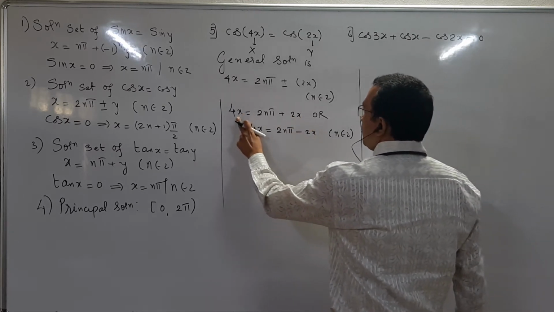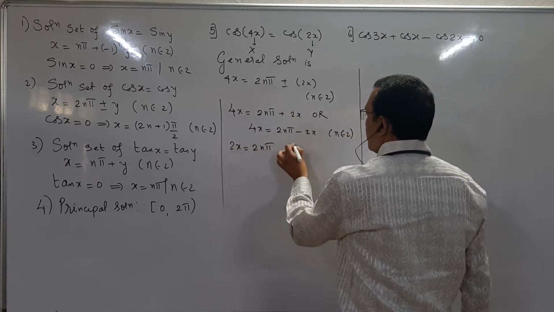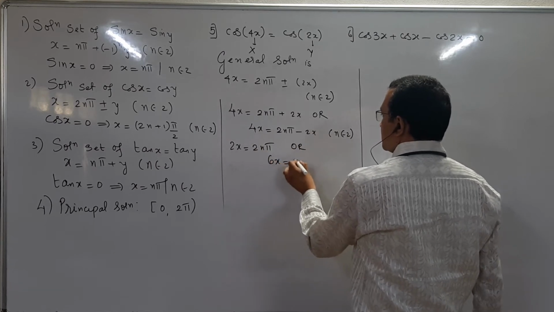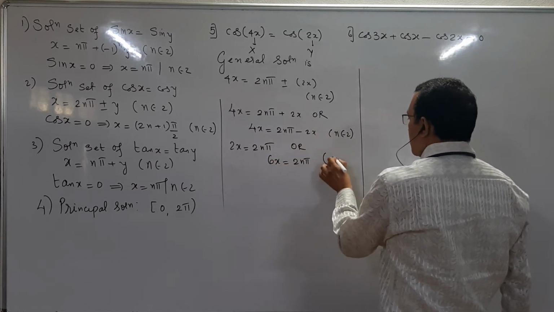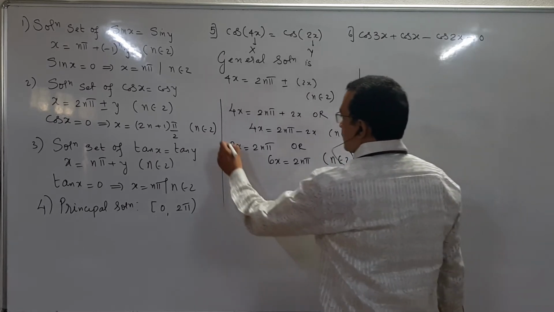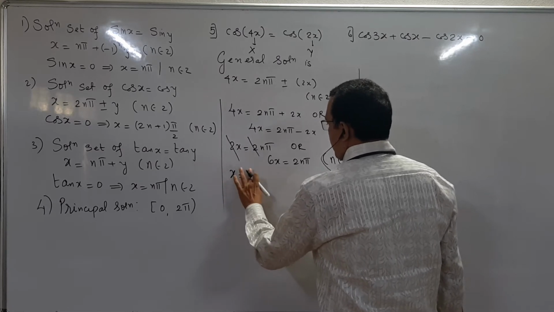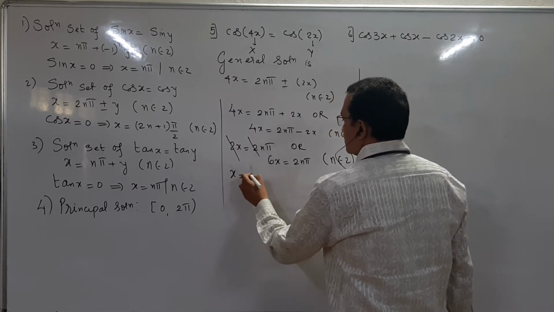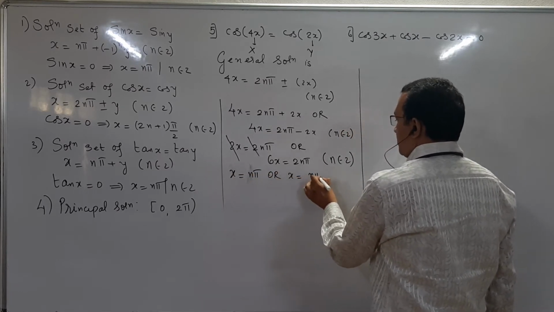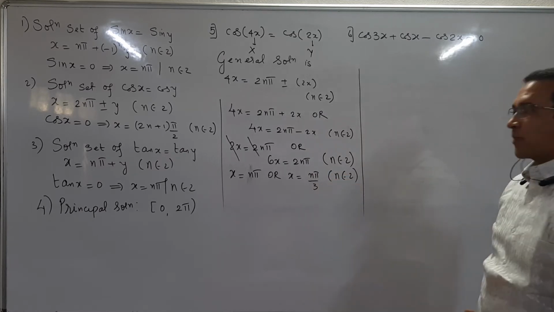Transfer this to the left. 4x minus 2x is 2x, equal to 2nπ, or transfer this to the left: 6x is equal to 2nπ. Common instruction: n belongs to Z. Here make x the subject of the formula. So x is equal to 2nπ by 2, so 2 cancels, giving nπ. And here it will be nπ by 3. Common instruction: n belongs to Z.